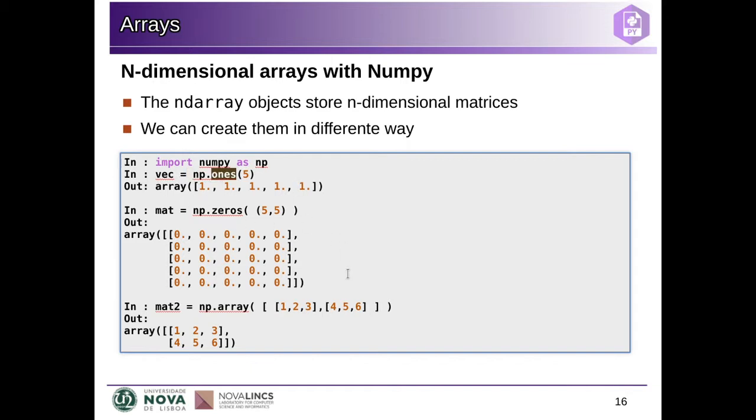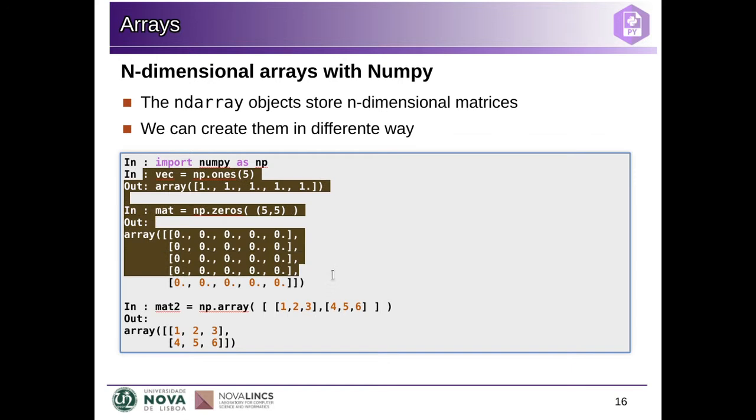And we can use these ones or zeros functions to create arrays filled either with ones or with zeros, depending on the one we use. And the argument that we give is the shape of the array. For example, if we give just a number, then this will be a 1-dimensional array, and this is a 1-dimensional array with 5 ones. If I use zeros and I give a tuple with 5 and 5, this is a 2-dimensional array. This is the number of rows, the number of columns. If I give more dimensions, I get an array with more dimensions. So these are 2 ways of creating these arrays.